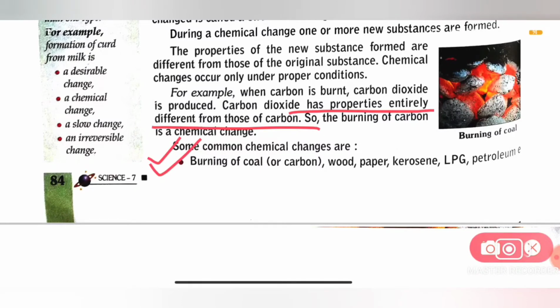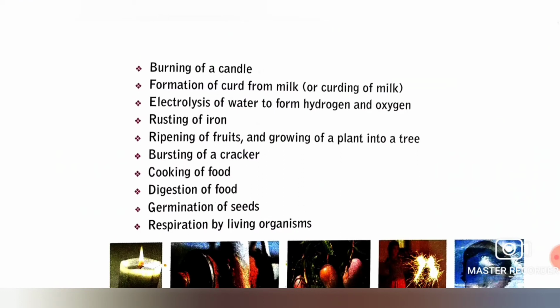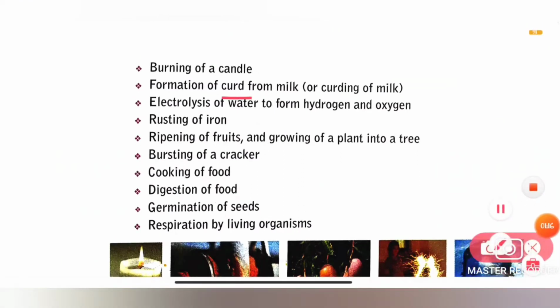So first, as I said, burning of coal. Apart from it, any burning, wood, paper, kerosene, LPG, petroleum, any burning comes under chemical change. Anything that we burn, that may be wood, paper, anything. Burning of candle, formation of curd from milk, when we make curd from milk.